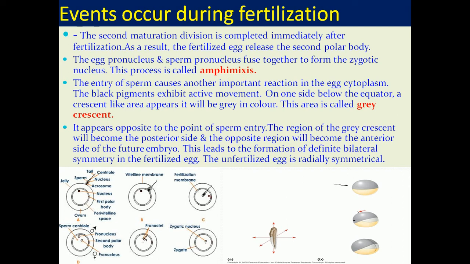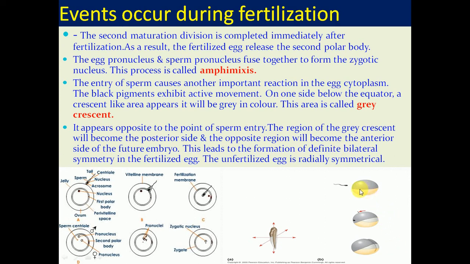The entry of the sperm causes another important reaction in the egg cytoplasm, where the black pigment exhibits active movement. The black pigment which is found in the animal pole starts moving actively, and on one side below the equator a crescent-like area appears. It will be grey in color. This area is called the grey crescent.